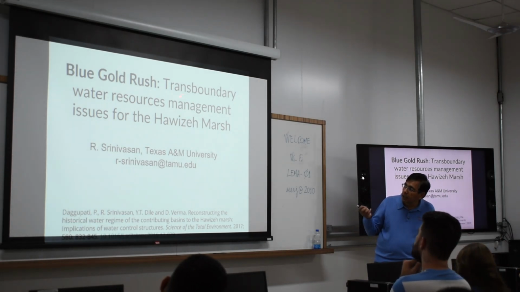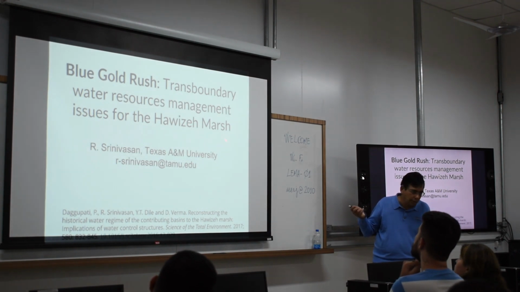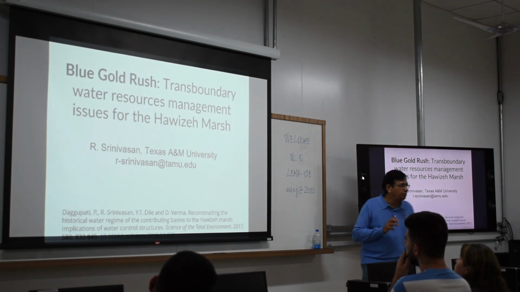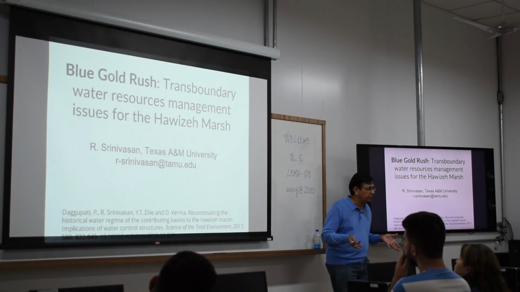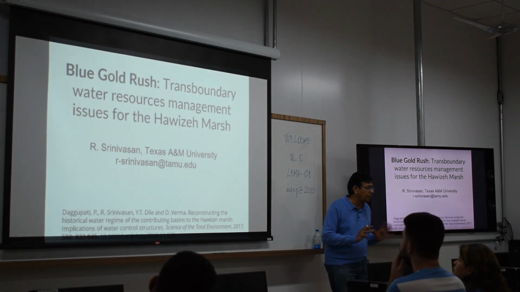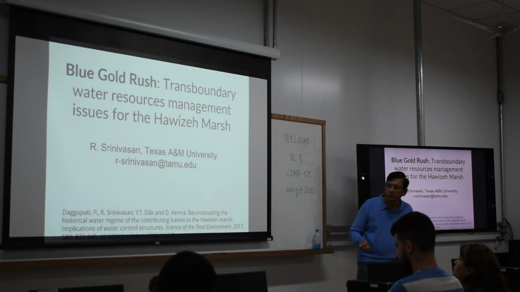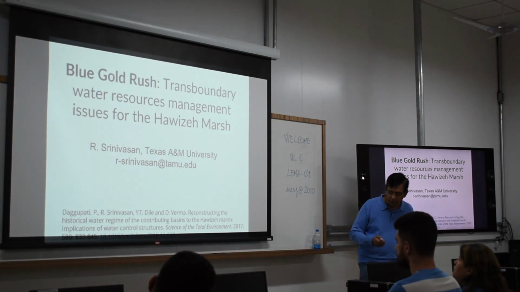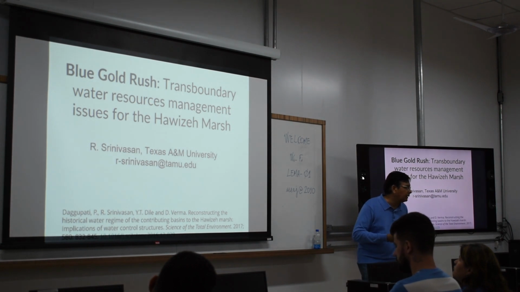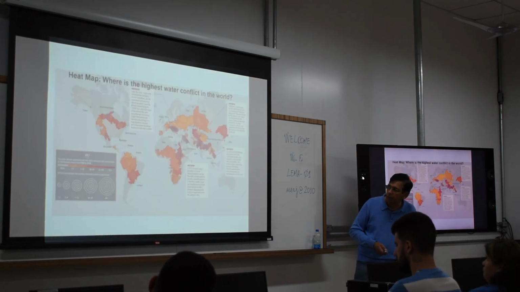So we looked at transboundary water issues on one of the largest wetlands in the world called Al-Hawaiian marshland in Iraq. This is purely a man-made problem. This is not natural disaster or anything. This is all human-induced problem. So we analyze this using the SWAT model to highlight what's happening in the Al-Hawaiian marshland.